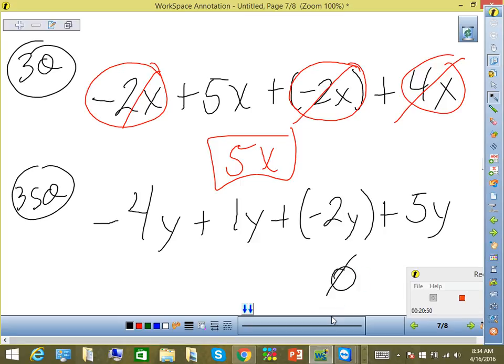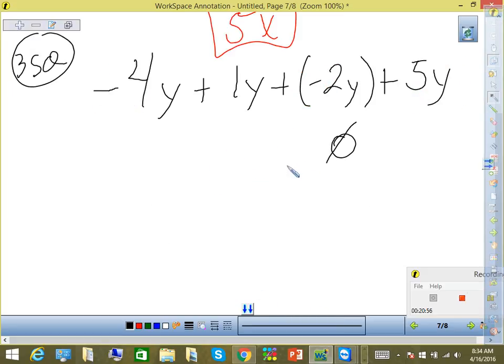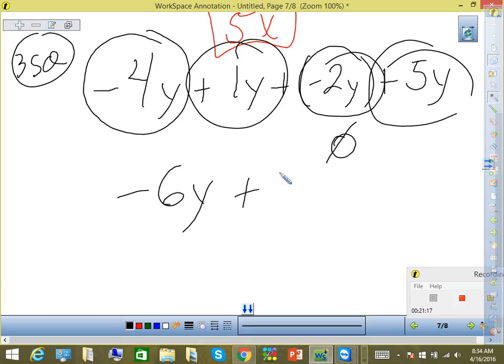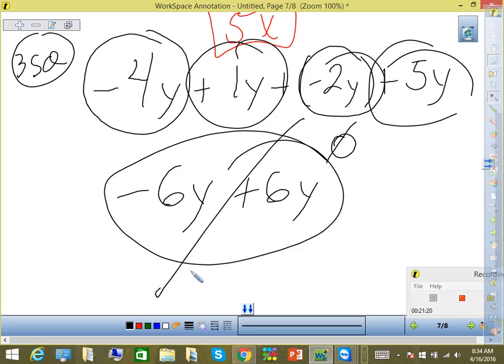0? That is correct. Here it goes, for those of you that didn't get that. Look up, please. This is a negative. Oh, by the way, notice that we only have y values. Therefore, we just focus on positive and negative numbers. Negative 4 and negative 2, that becomes negative 6y. 1y and 5y becomes positive 6y. Therefore, this is a 0 pair.